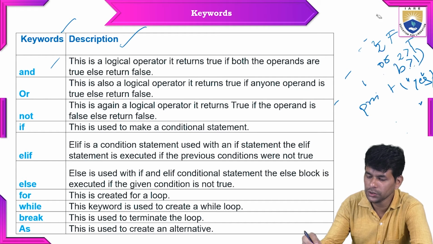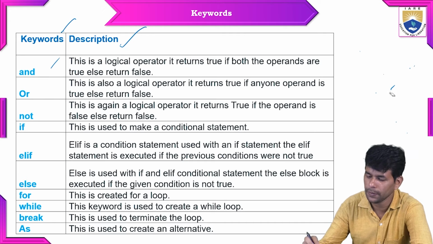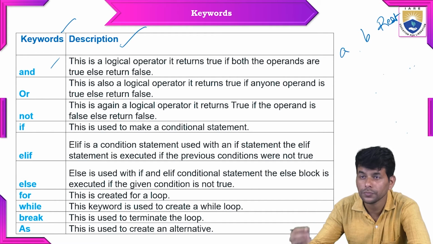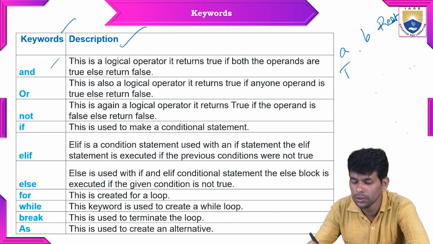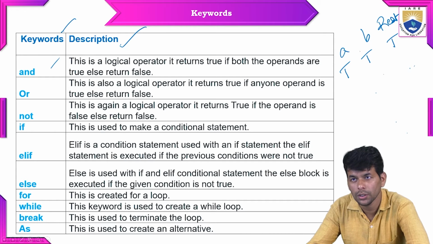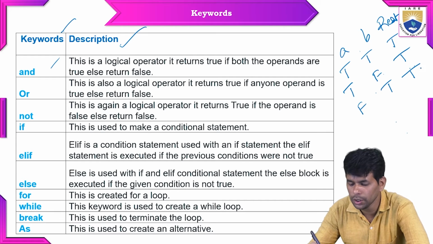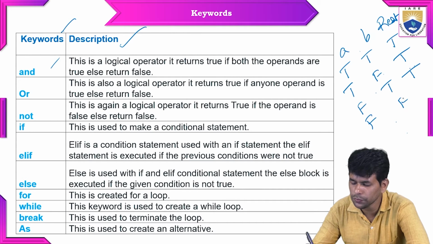Now we will see what the exact OR usage is. Here we have A, B, and the result. When A value is true and B value is true, the result is true. When A is true and B is false, it is true only. When A is false and B is true, again it is true only. When both values are false, then only the result is false.